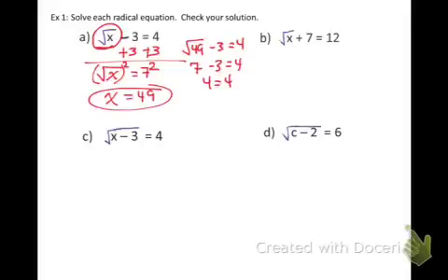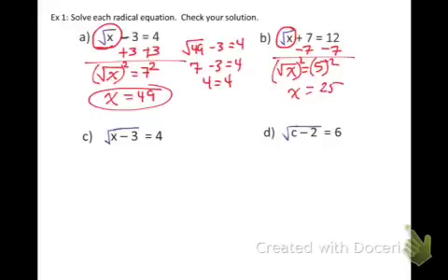B, again, you want to get this by itself. The 7 is being added, so you're going to subtract 7. So square root of x equals 5. And then you want to square both sides to get rid of the square root. So x equals 25. And again, if you want to check your answer, you can. I don't have a problem if you don't.